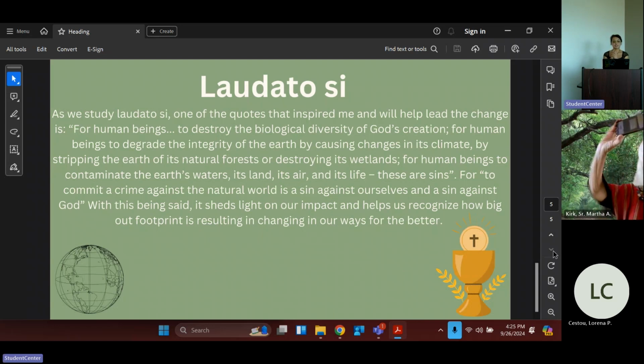With this being said, it sheds light on our impact and helps us recognize how big our footprint is, resulting in changing our ways for the better. Because as a person, I am very passionate about the environment, the earth. It's the only one we have, and I feel like people neglect and forget to appreciate what we have, because right now this is the best we got. So we do need change. Thank you.